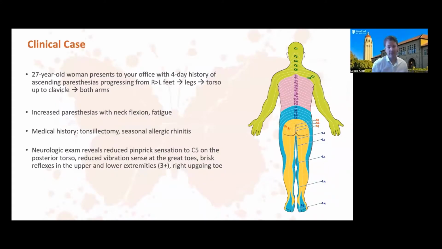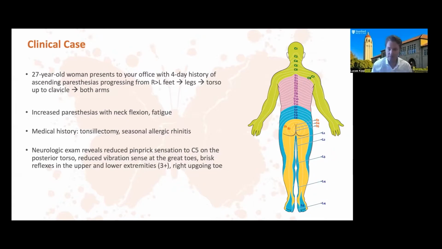To start today's lecture, let's work through a clinical case to try to illustrate some of those key elements we consider for making an MS diagnosis. So this is a 27-year-old woman who presents to your office complaining of a 4-day history of loss of sensation and tingling that initially started in her feet, a little bit more on the right than the left. And over the course of 4 days, these symptoms slowly came up into her torso to about the level of the clavicle and then spread into both of her arms.